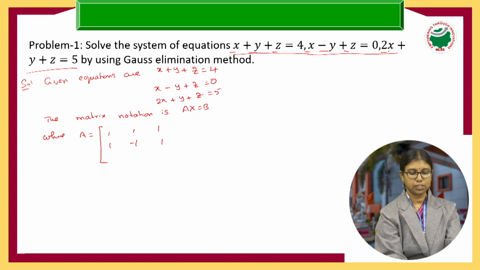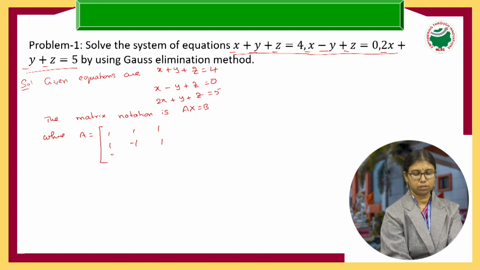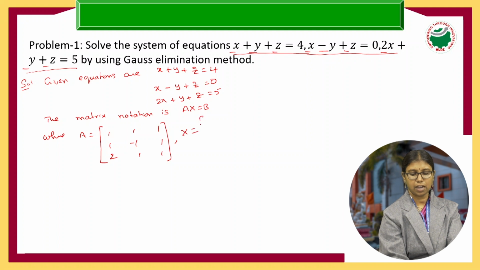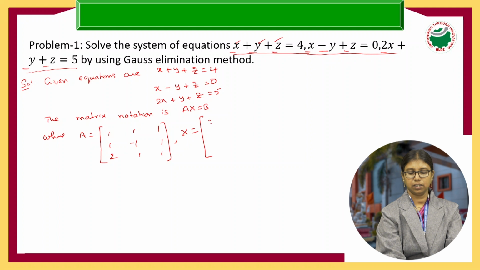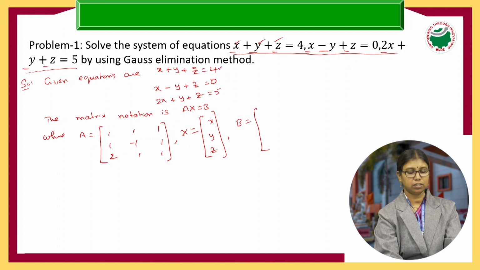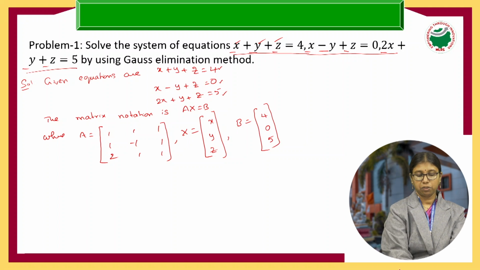Third equation coefficients are 2, 1, 1. Next, capital X is an unknown vector. Here the unknown vectors are x, y, z. And capital B is a constant vector. Here the right hand side constants are 4, 0, 5. Okay. Now what we have to do?